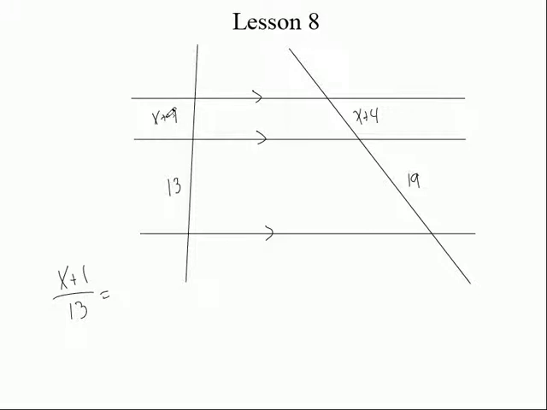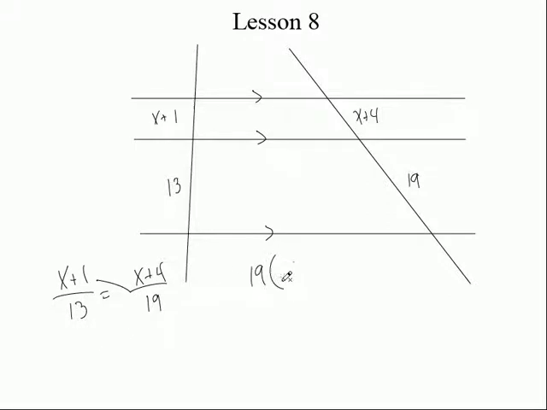Now, if I can compare the top to the bottom here, what am I going to have to do over here on the right side? Come on, talk to me. Act like you're awake here. X plus 4 to what? To 19, right. So I'll go x plus 4 over 19. And now we can solve for x. So how do we solve for x? Well, we cross multiply.